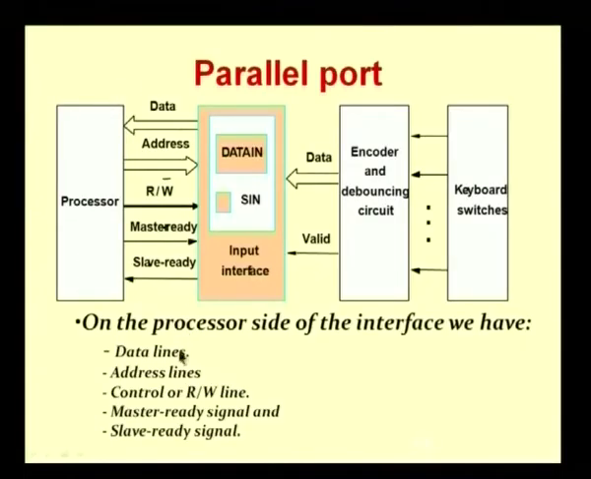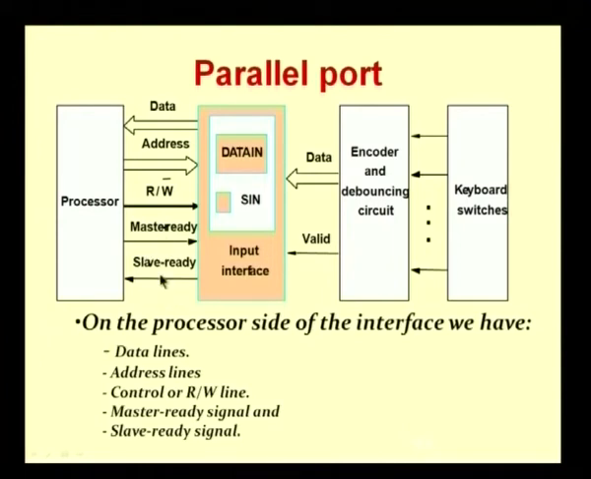So, let us look at the signals that we have on the processor side of the interface. On the processor side, we have data lines, and you can see the direction is that data flows in from the interface to the processor, because we are looking at an input port. Then there are address lines, which go from the processor to the interface, and then there is a control signal, a read write signal indicating whether it is a read or write operation that needs to be done. In this case obviously it is a read operation. Then there are two other signals, one called the master ready signal and the other a slave ready signal.